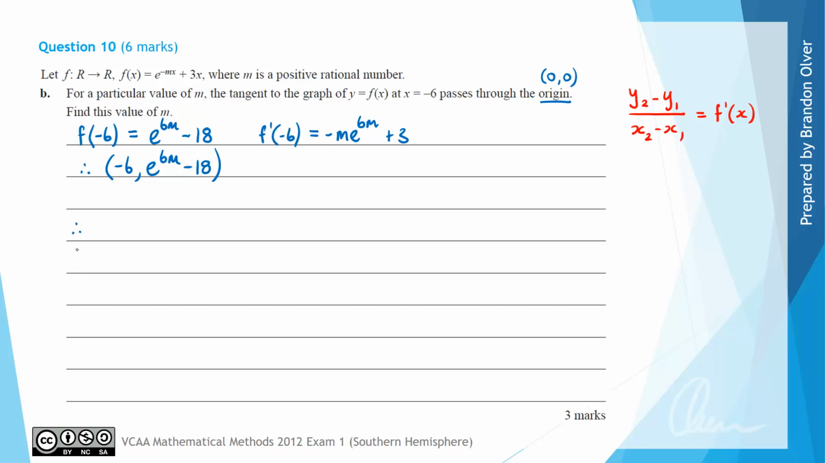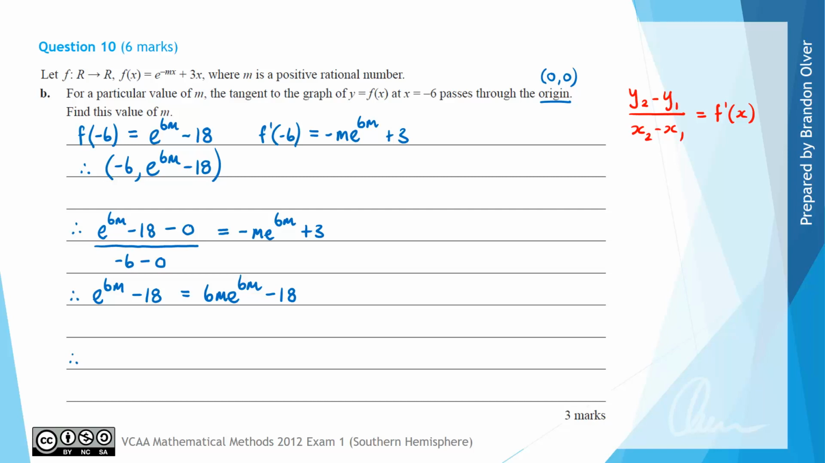So that's a lot to keep track of, so let's write it down. We're going to use y2, which is going to be e to the power of 6m minus 18, minus y1, which is 0 because it passes through the origin, divided by x2, which is negative 6, subtract x1, which is 0, and that gradient there is going to equal the gradient of the tangent line, which is negative m e to the 6m plus 3. Next, we're going to multiply by the negative 6 in the denominator, so we get e to the power of 6m minus 18 is equal to positive 6m e to the power of 6m minus 18.